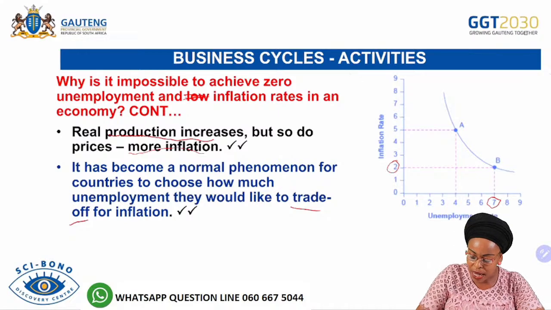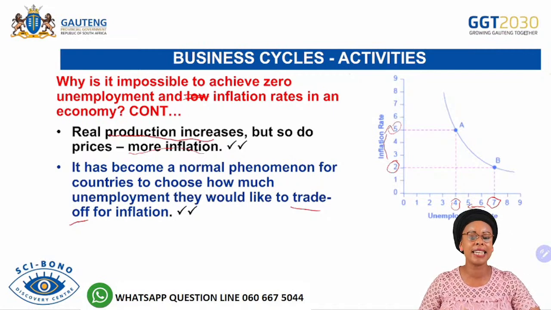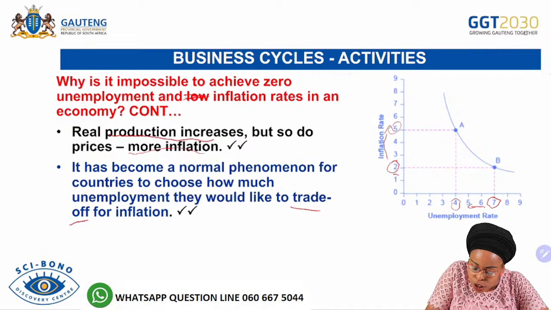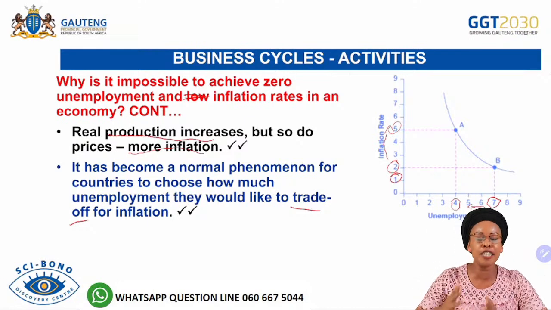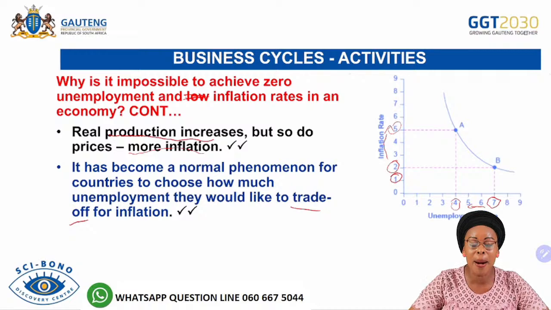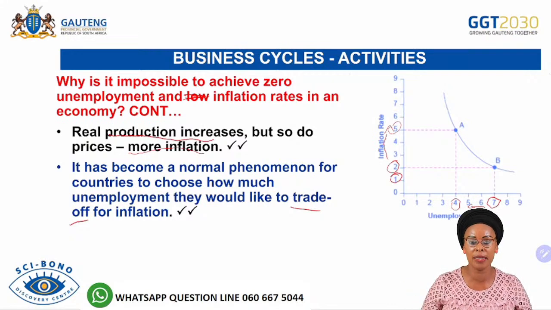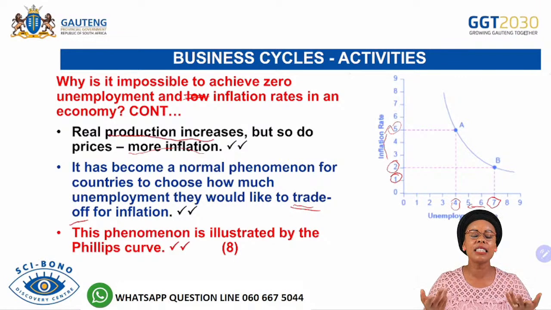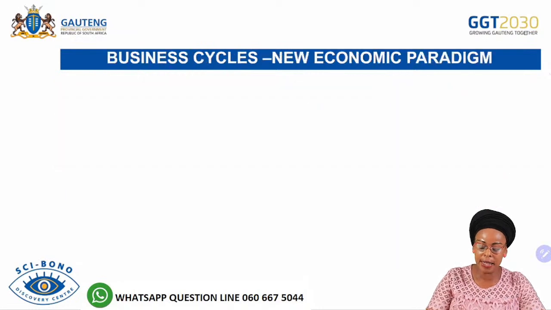So look what happened. If unemployment drops, it becomes 4%. It means many people are working. Look at what inflation does. It increases to 5%. So the government can decide, if the government wants to have an inflation rate of 1%, it means that the government can choose to retrench workers so that inflation is 1%. But if the government wants a higher inflation rate, then it means that more people should be employed. So I'm trying to explain the trade-off. And this phenomenon is illustrated by the Phillips curve that you learned, for 8 marks.